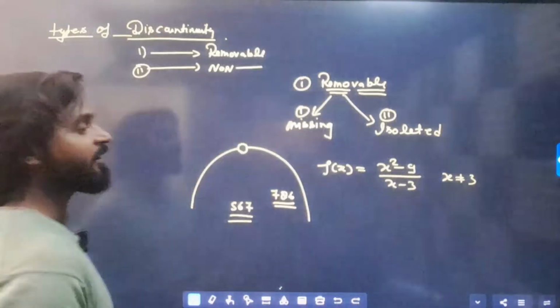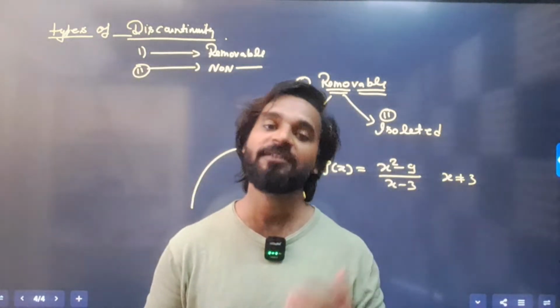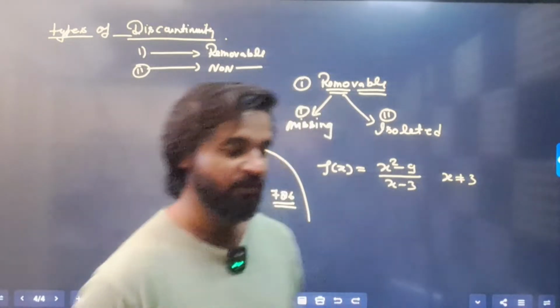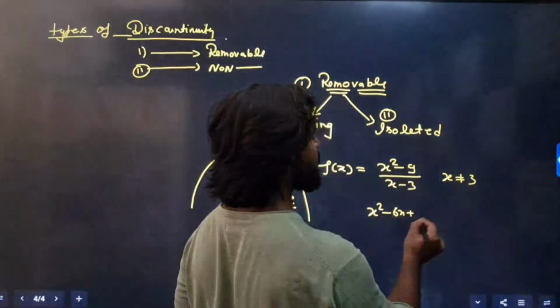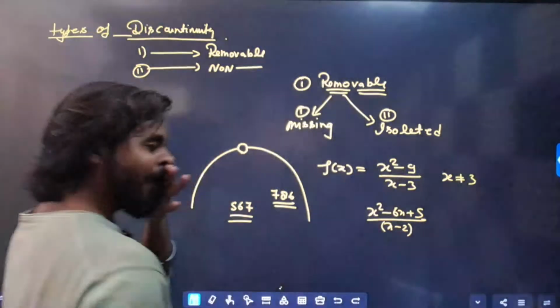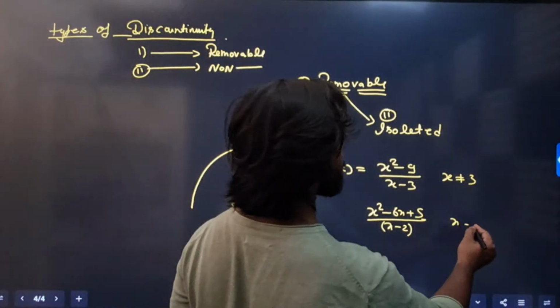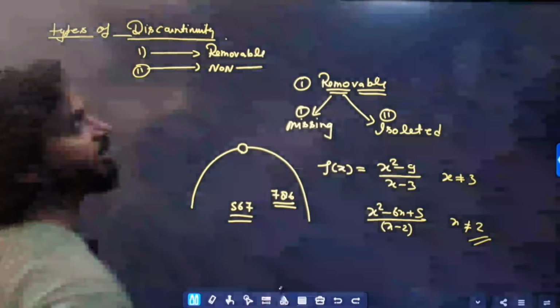Okay, so there is a missing point, a point is missed. Which point? 3. You miss the 3 point. Clear or not? I am taking one more example. Let's say x square minus 6x plus 5 over x minus 2, okay. So same thing, you cannot take 2, x not equal to 2. It's just a missing point, okay.